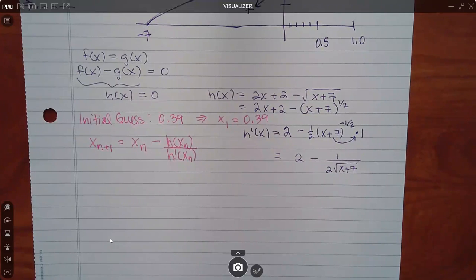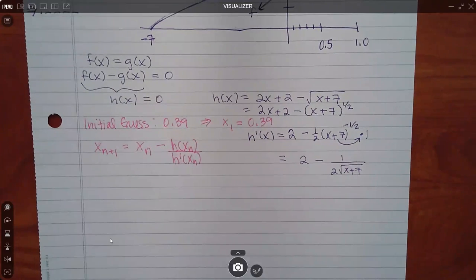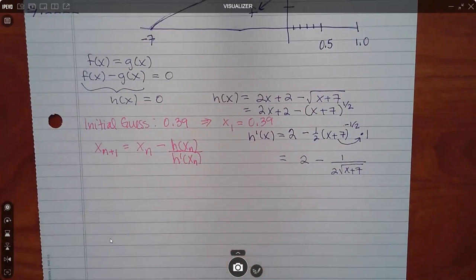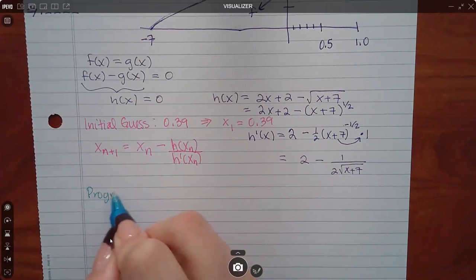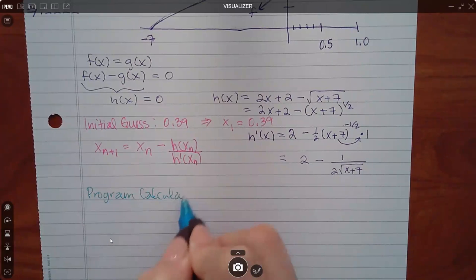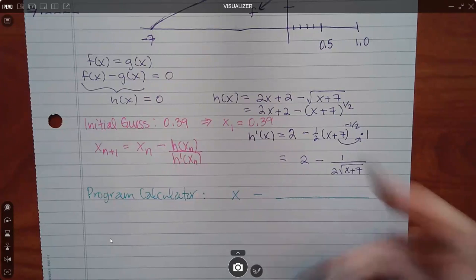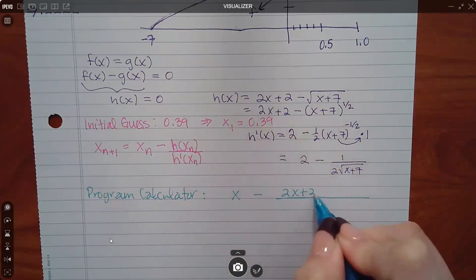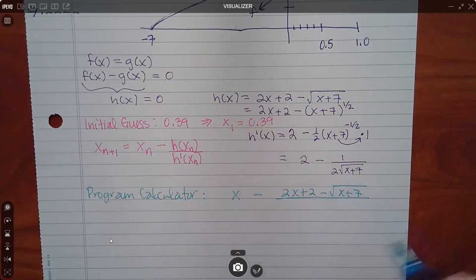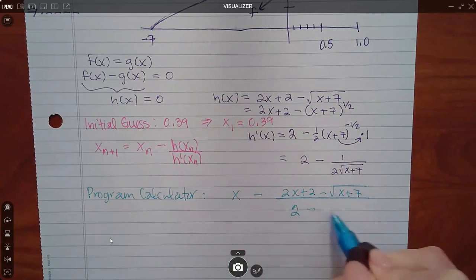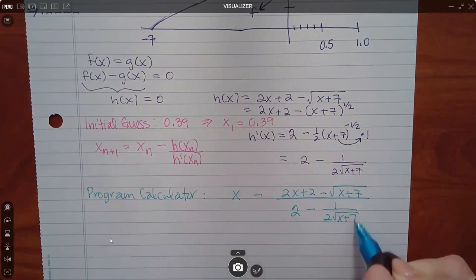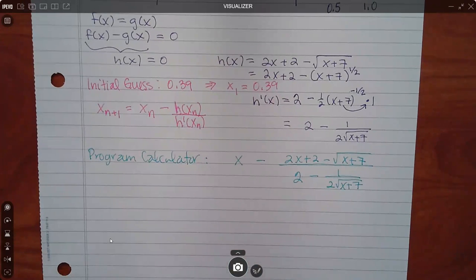1 times 1. So what I'm going to program in my calculator, and it's going to look really ugly, is this. I'm going to program the calculator like this. Because this is the fastest way to do it, you're going to have x minus h of x, which is 2x plus 2 minus the square root of x plus 7, over the derivative, 2 minus 1 over 2 square root of x plus 7. Now I could mess around with that and try to make it look prettier, but I don't need to because I'm just going to stick it in the calculator, okay? You don't have to algebraically manipulate it at all, okay?